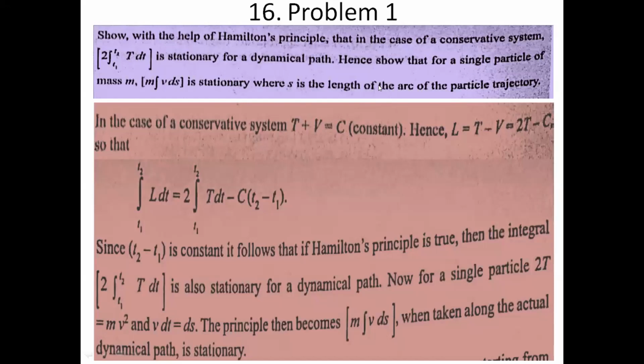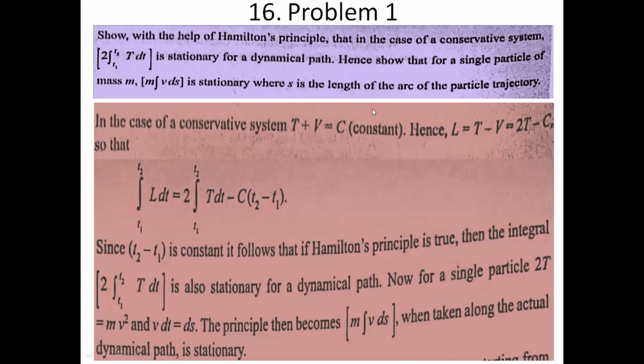So one can show with Hamilton's principle that for a conservative system, the integral of 2 times T, the kinetic energy, from T1 to T2 is stationary for a dynamical path, and hence show that for a single particle of mass m, the integral of v ds is stationary, where s is the length of the arc of the particle trajectory. How do we show this? I have shown the solution here.